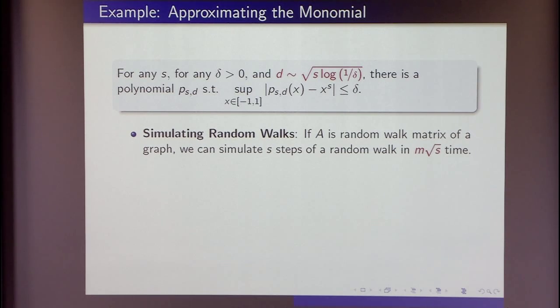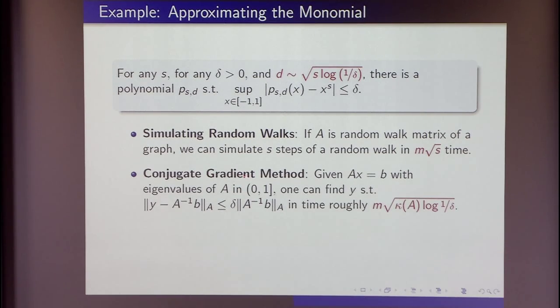So this result can explain many things actually, some of which you may know, some of which you may not know. So for instance, going back to simulating random walks, right? Imagine you are given a starting probability distribution, and you want to understand the s-step distribution. So you could do that now in m square root s time, as long as you're happy with some approximate answer.